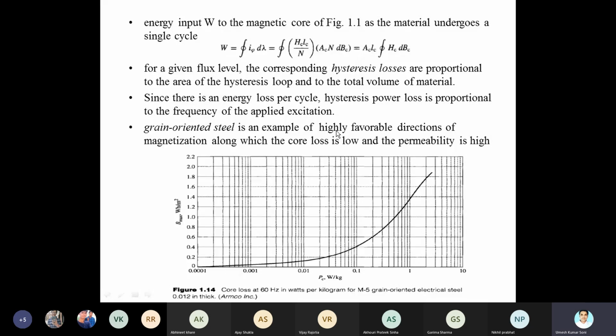Grain oriented material has the higher favorable direction of magnetization, core loss is low and permeability is very high. You can see that core loss is also related to the magnetic flux density. For M5 grain oriented materials, grain oriented materials have lower loss in the direction of the magnet rolling.